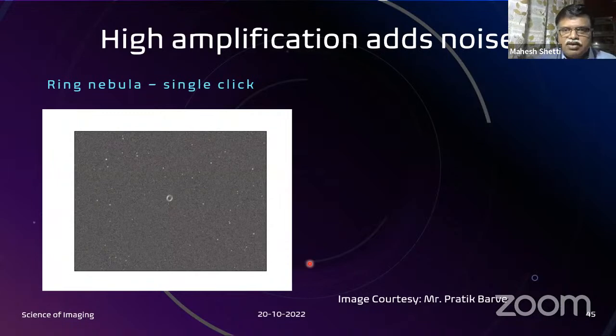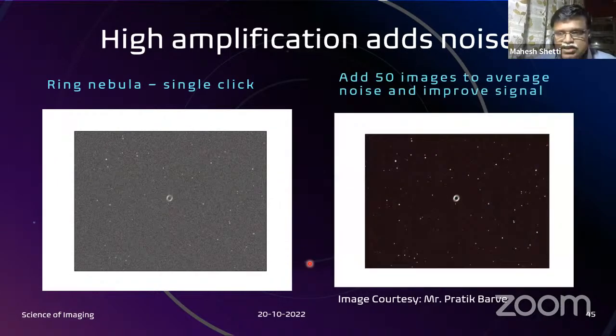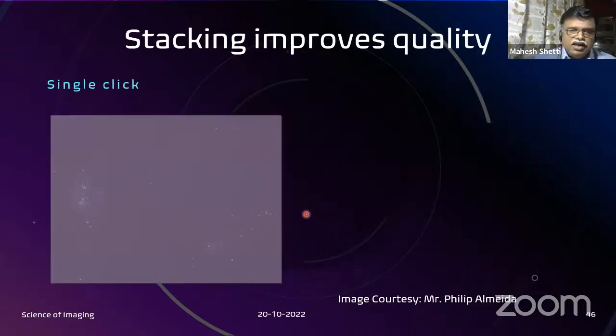So he stacked, what is called stacking, 50 pictures, and you see the clarity of this ring nebula. You may do additional processing to remove noise using software these days. And you can see this is again another astronomical picture clicked by Mr. Philip Almeida, another student of mine, where you see here the Lagoon Nebula, but you can't easily make out that this is a blurred image and there's a lot of noise over here.